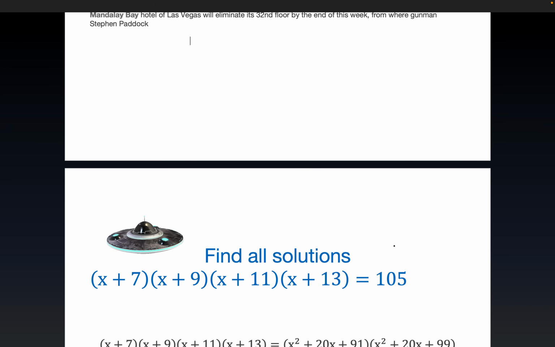Hey everybody, we have a problem that would be trivial if this constant over here was 0, of course. We would have solutions minus 13, minus 11, minus 9, and minus 7. Not much of a problem, right? But notice it's not going to be that simple because of this constant. Let me just tell you basically the thrust of this.